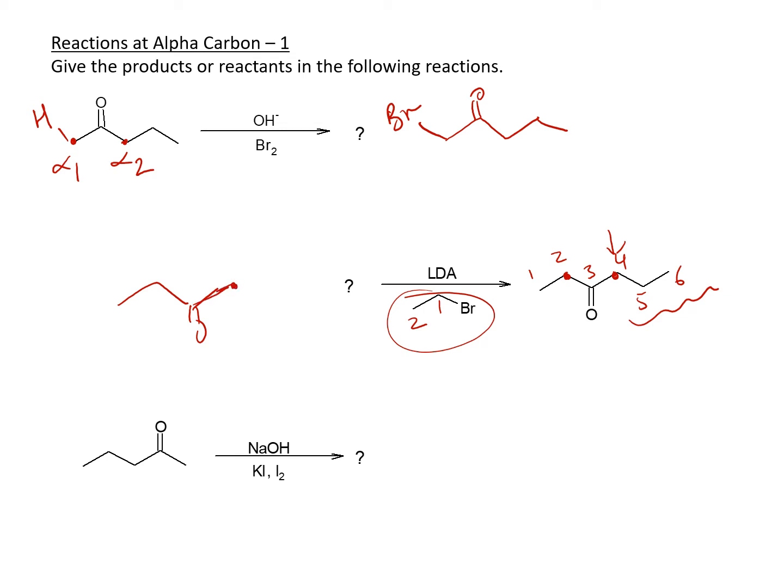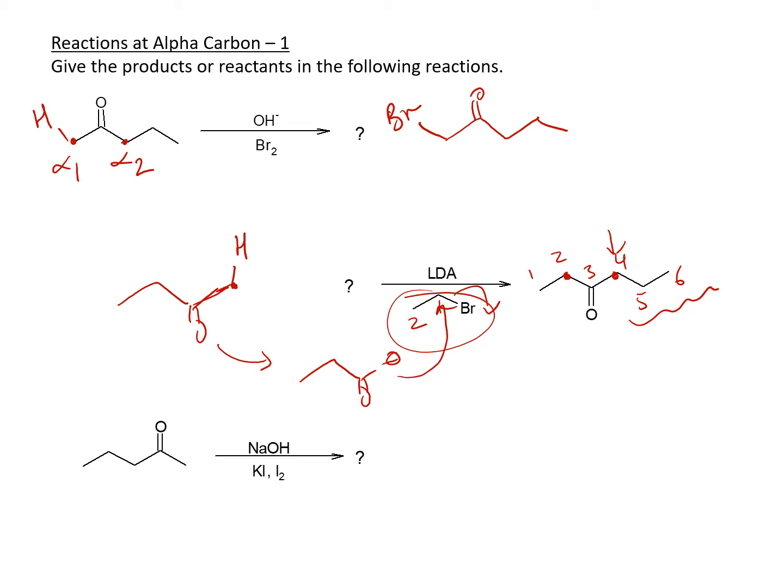Once that goes away using LDA, LDA is a very strong base also used in aldol chemistry. And so once we take away that proton from here, then this nucleophile that will be created will now do the substitution right here, okay, to give you this long chain carbon. So again, aldol reactions are really good for forming carbon-carbon bonds. Okay, so that's what this reaction is about.